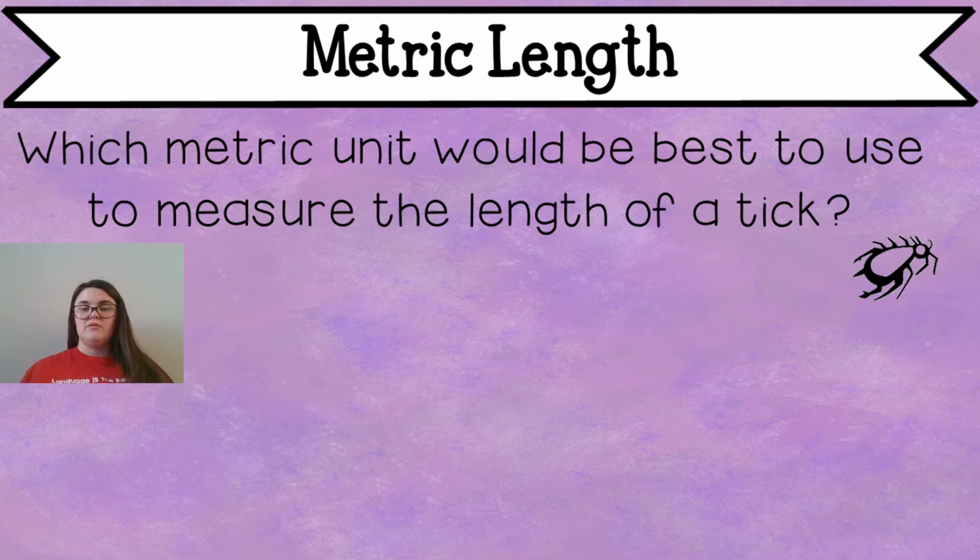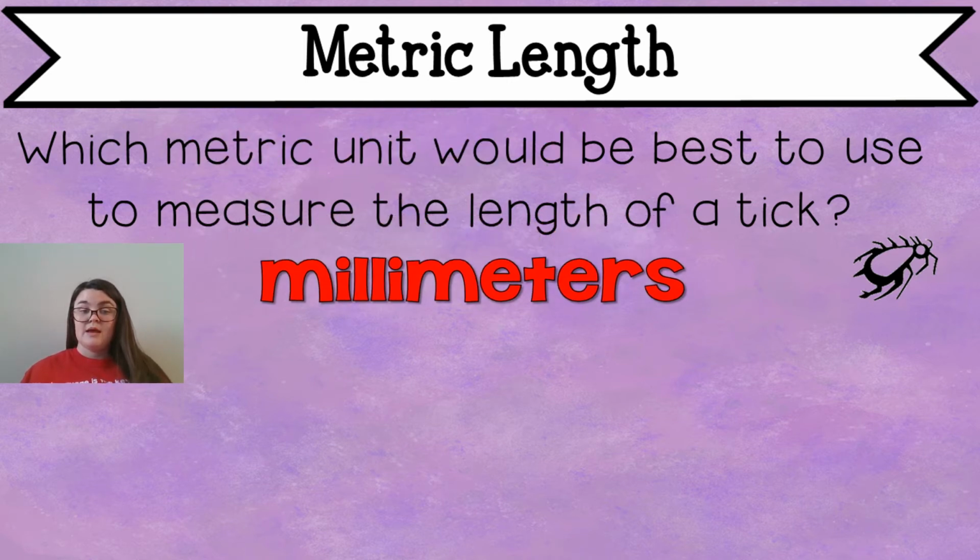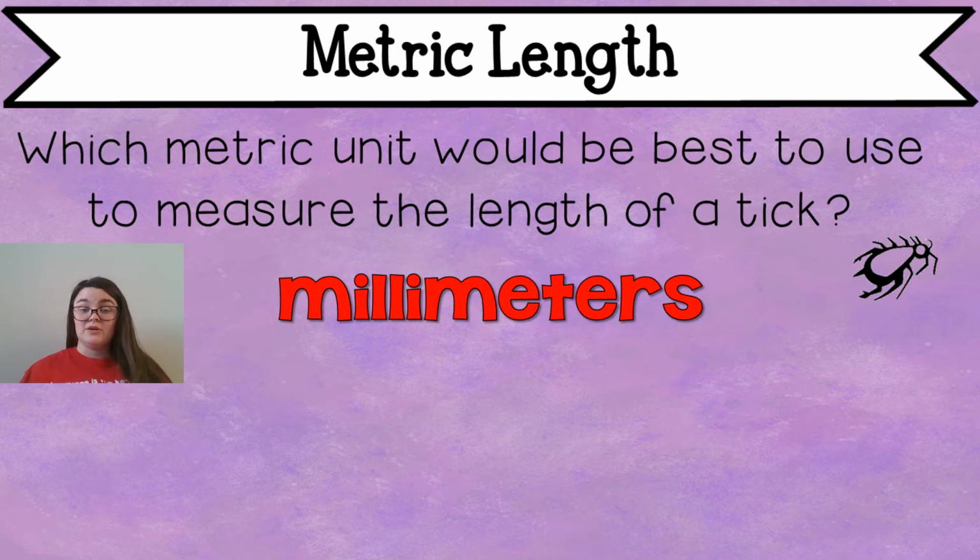Which metric unit would be best to use to measure the length of a tick? A tick is a small bug, and that should be a very big hint. Which unit would I use in the metric system? The answer should be millimeters, because millimeters are our smallest unit of measurement.